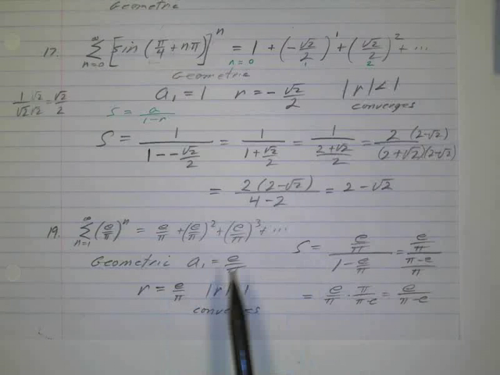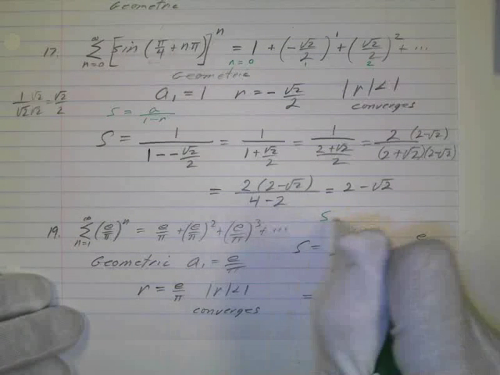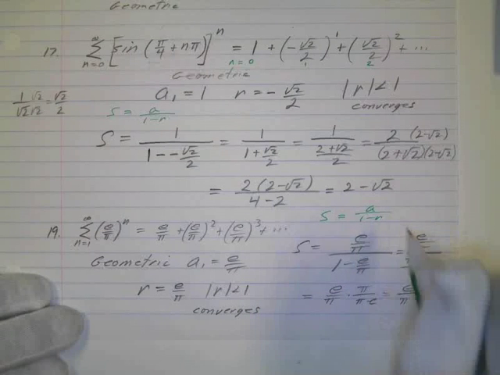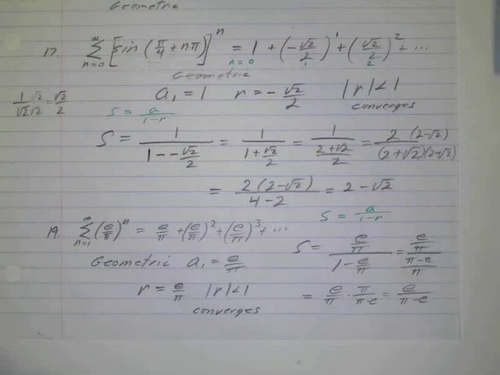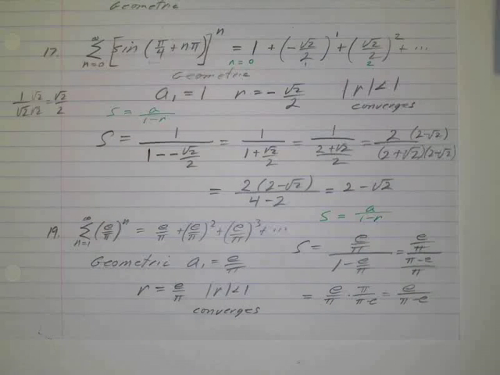It's just a sub 1 over 1 minus r. So again, remember the sum, I can write it over here, equals a over 1 minus r, as long as the absolute value of r is less than 1.